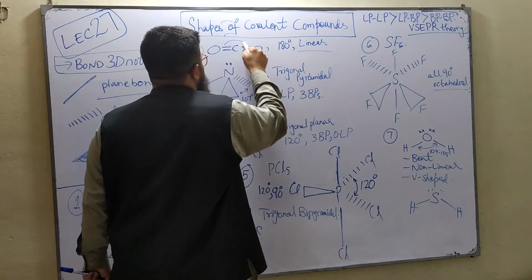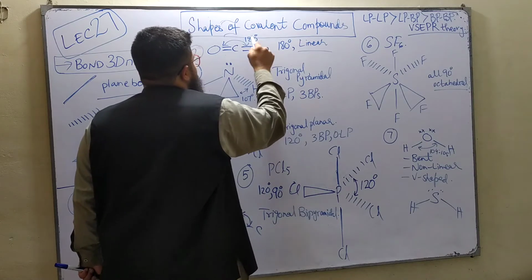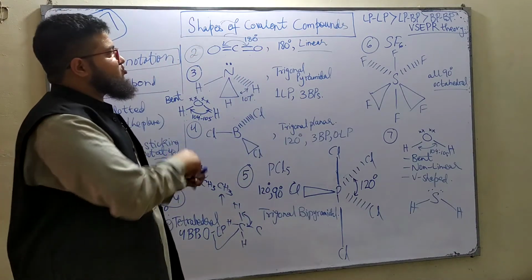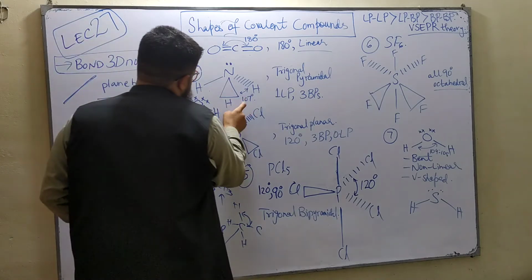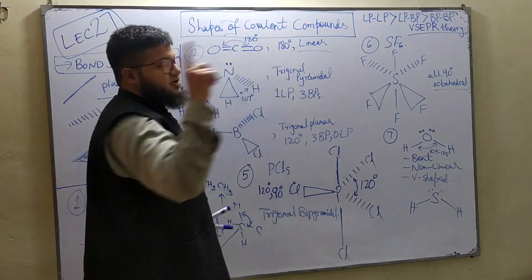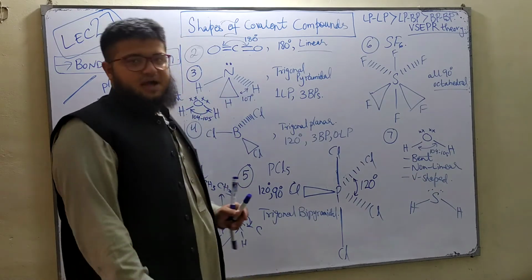The bond angle over here is 180 degrees and it's within the plane of the paper. It's 180 degrees. Why? Because it's a straight line, right? A straight line is 180 degrees. So carbon dioxide is 180 degrees, linear. Then comes the third molecule, ammonia.